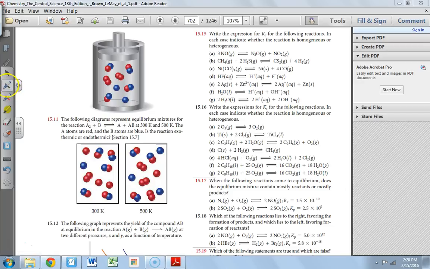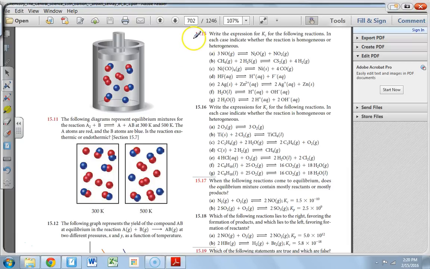So if we look at here, we're going to start with question 15.15, and you can go in your copy of the book and look it up. There are answers in the back of the book, but I'm going to go over how to write equilibrium expressions. Now they want, in this case, Kc, so this will be good. Let's spend a little bit of time writing equilibrium expressions.